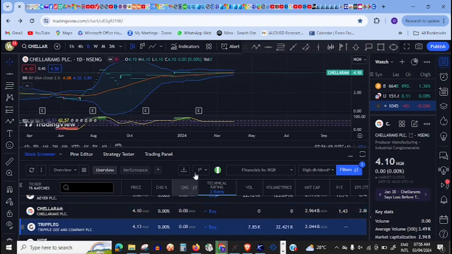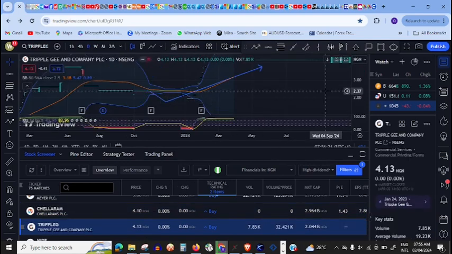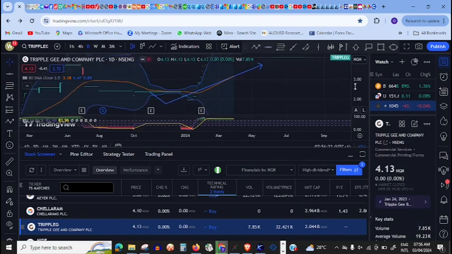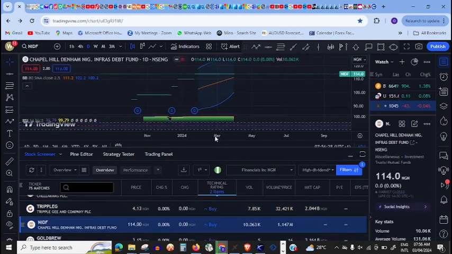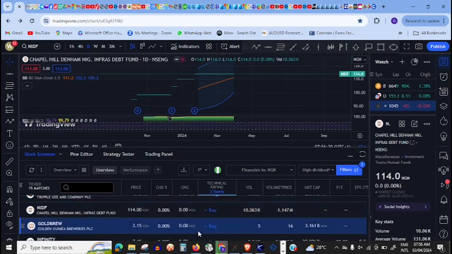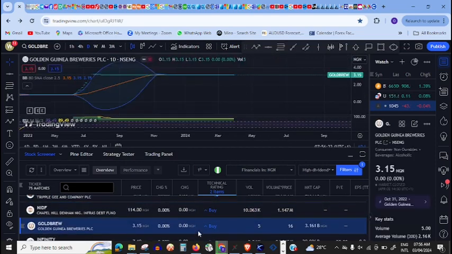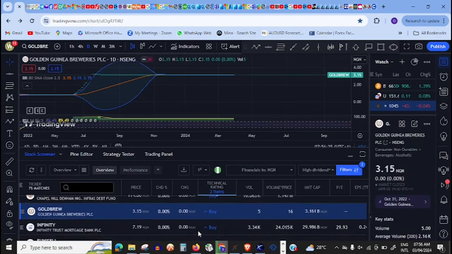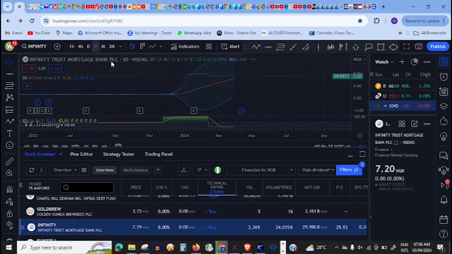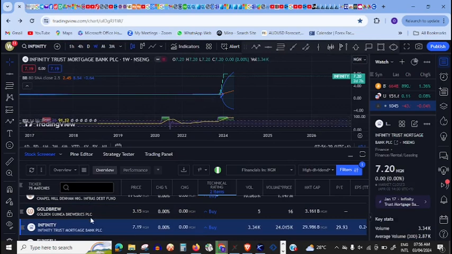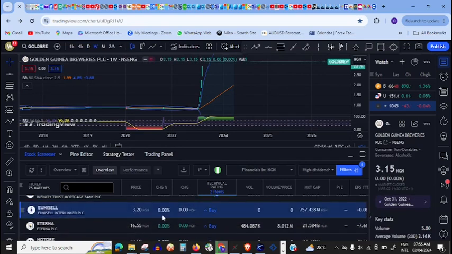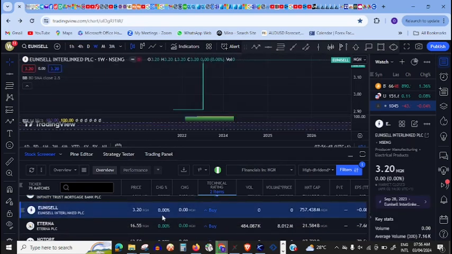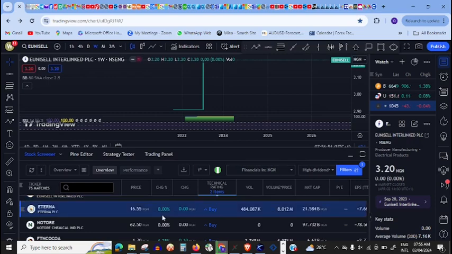Hanging. Flat, overbought, but it's actually at the support. Overbought, and it's at a support. Let me see. No. I'm not looking at that. Stocks are too many. Okay.